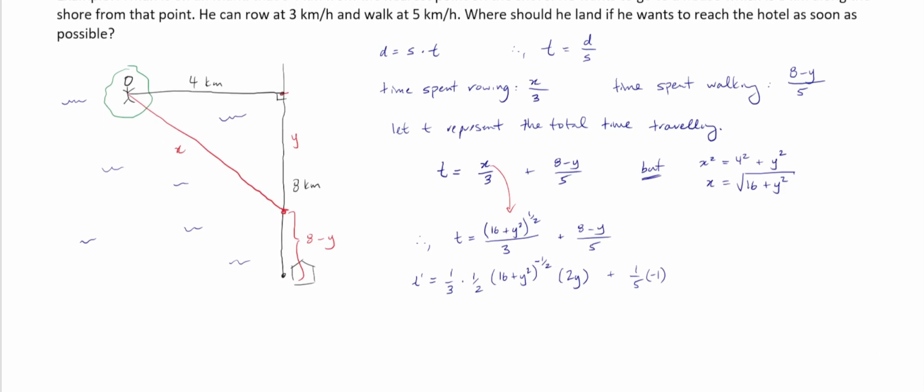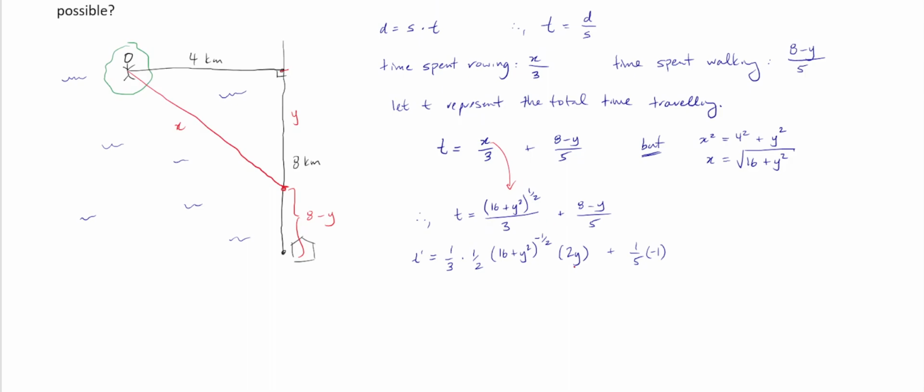So I'm going to clean this up just a little bit. I'm going to get rid of this 2 right here. I'll get rid of this 2. Okay, and then I'm going to write t prime is equal to, and then I'll have y in the numerator, right? 3 is going to be in the denominator, and then I'll have the square root of 16 plus y squared all in the denominator because it was -1/2. And then over here, I also have to recognize that I've got minus 1/5. All right? Now, I'm going to scooch this over to the side so that I can keep going.